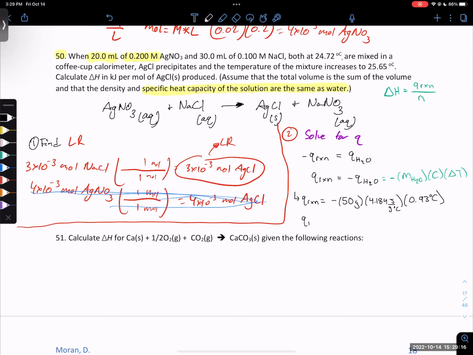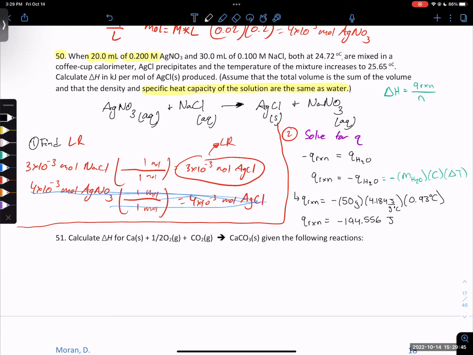So I'm going to find Q reaction and I'm going to multiply this number out and I'm going to get negative 194.556 joules for our Q reaction. And does that number make sense? Does it make sense that it's negative at least? Yes. And why does that make sense? It's losing energy, right? And the water is gaining energy, which means that something has to be losing energy. And that's the reaction.